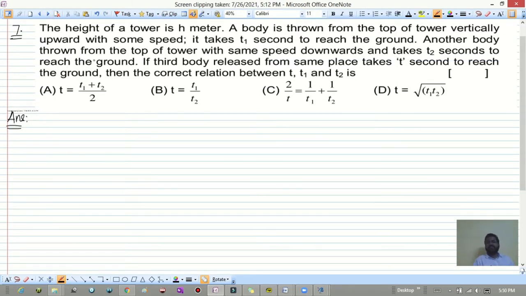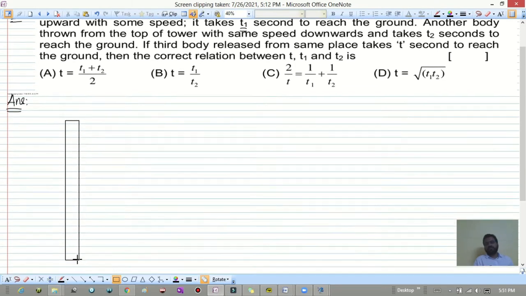So this is the seventh problem. The height of tower is h meter. A body is thrown from the top of a tower vertically upward with some speed. It takes t1 seconds to reach the ground. Another body thrown from the top of the tower with the same speed but downwards takes time t2. And if a third body just released from the same place takes t seconds to reach the ground, then the correct relation between t, t1, t2 we want.